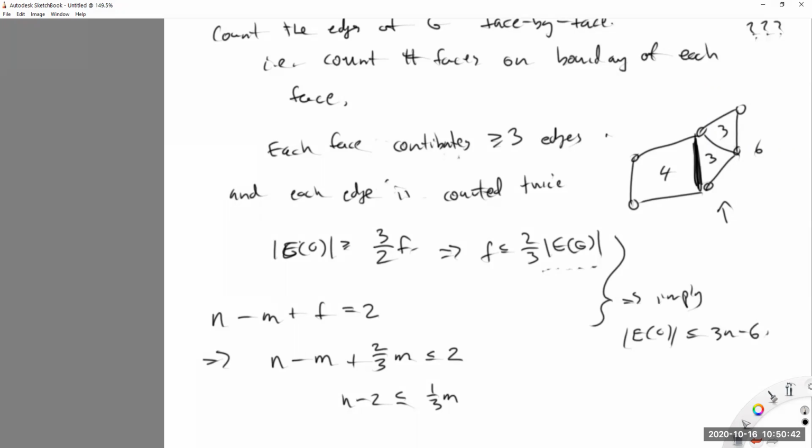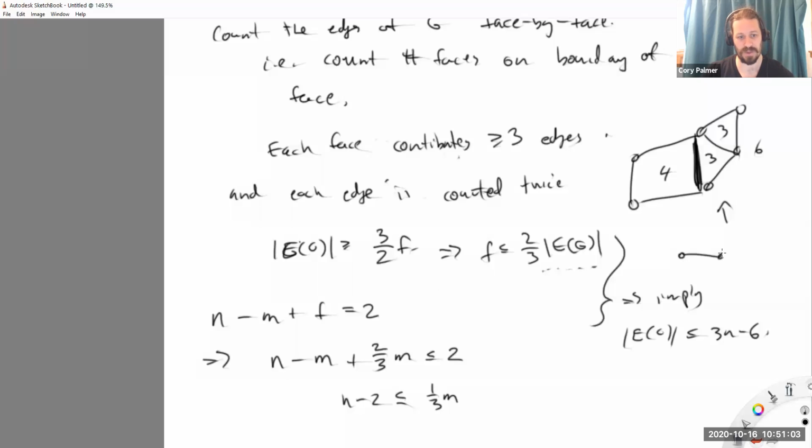I think your initial inequality, where you say the number of edges is at least 3 over 2 f, might be backwards. Is this backwards? Each face contributes at least 3, so the minimum it could contribute is 3. And then dividing by 2 is even worse, because some edges might only be counted once. If you have an edge like this, it only gets counted once, right? So I think this is a lower bound on the number of edges. I definitely have more edges than this.